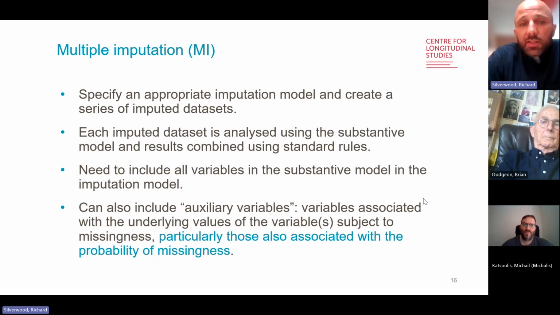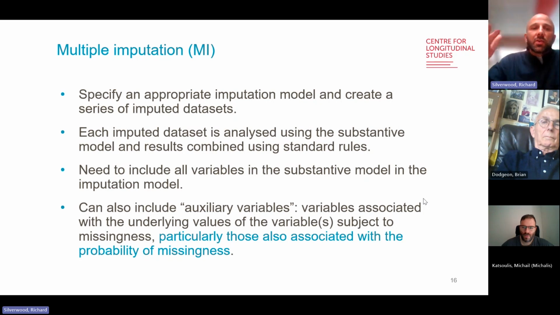So we would use this in a situation where we're conducting some analysis. Let's say we're fitting a regression model. The variables that we're including, some or all of them, are subject to some level of missingness. In order to use multiple imputation, we specify some appropriate imputation model, and this allows us to fill in the information in those variables that are subject to missingness. But we do this multiple times to create a series of imputed data sets.